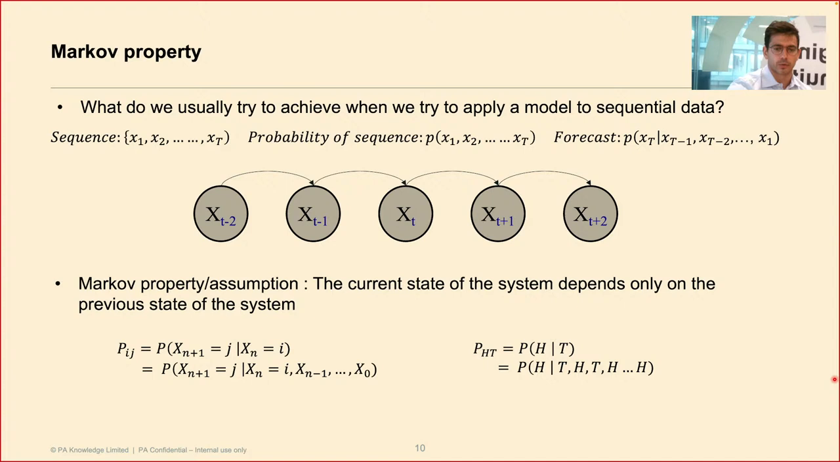Now, if we go back and look at the experiment we had for the heads and tails experiment, essentially we say that the probability for heads given tails is equal to the probability of heads given tails and any kind of sequence of states before the tail state. It doesn't matter for us. Essentially that's the Markov property, and that's how we're going to look at the Markov models and the hidden Markov models moving forward in the presentation.